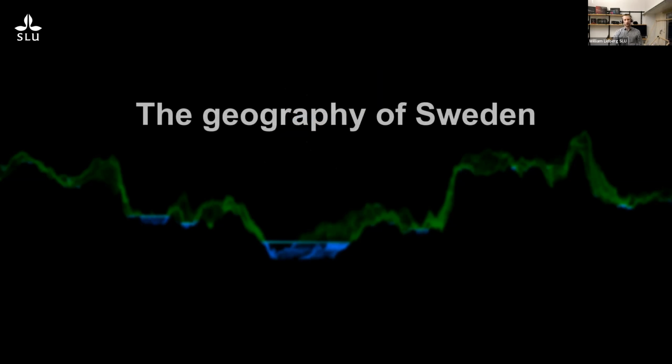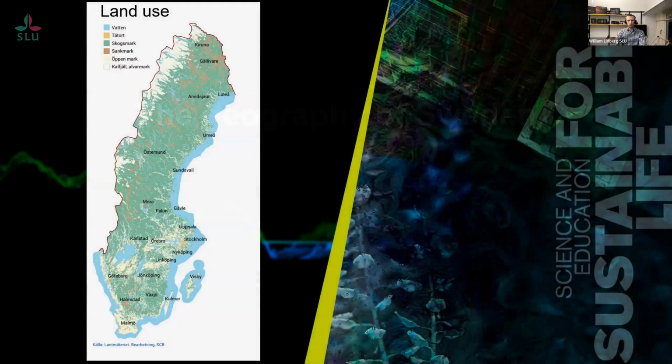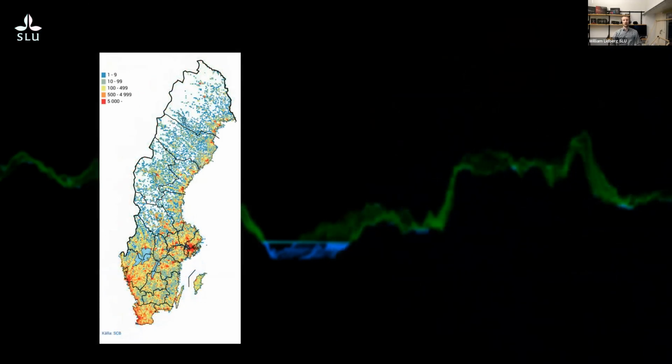So first, we'll have to start with the geography of Sweden. I'm not sure if you're all aware, but most of Sweden is actually forest and wetlands, especially the northern half of Sweden. So the majority of our land use is just forestry. And if you look at the population density of Sweden as well, most people in Sweden live in the southern half. So 90% of everyone living in Sweden live within this circle. And just about 10% live in northern Sweden. And then mostly along the coast as well.